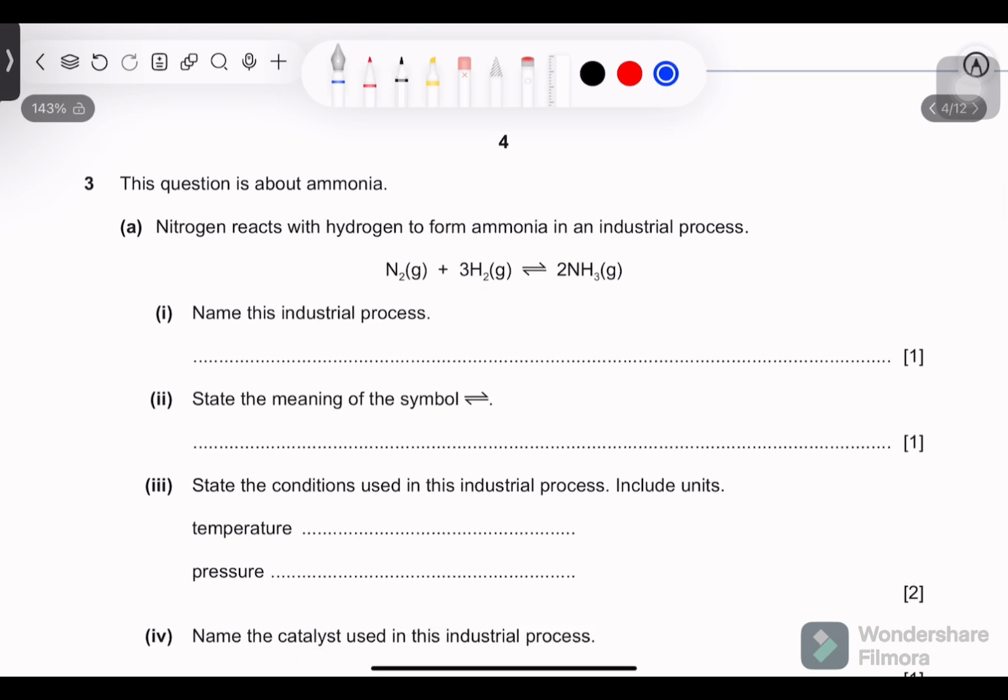This question is about ammonia. Nitrogen reacts with hydrogen to form ammonia in an industrial process. Name this industrial process. This is, as we know, Haber's process. And the manufacture of sulfuric acid is contact process. State the meaning of the symbol. This symbol indicates that the reaction is reversible.